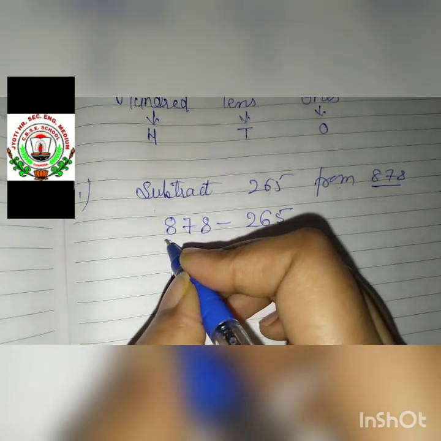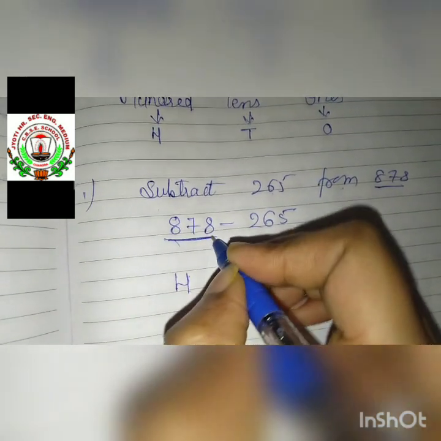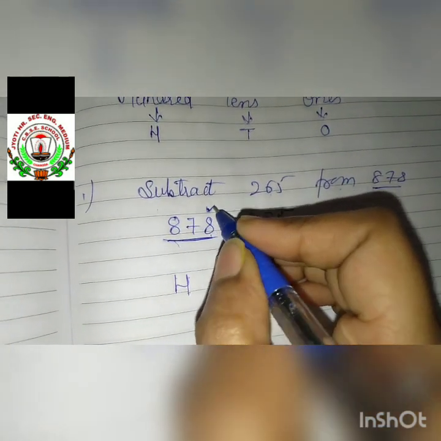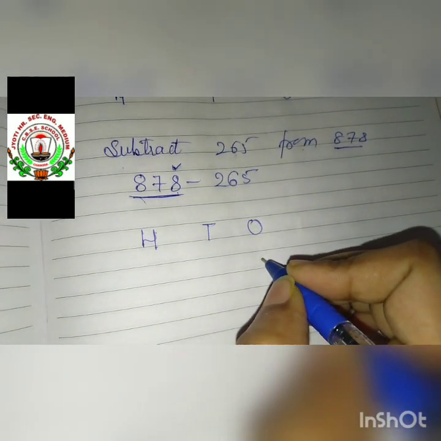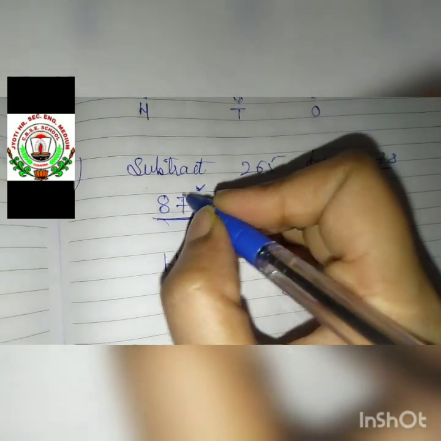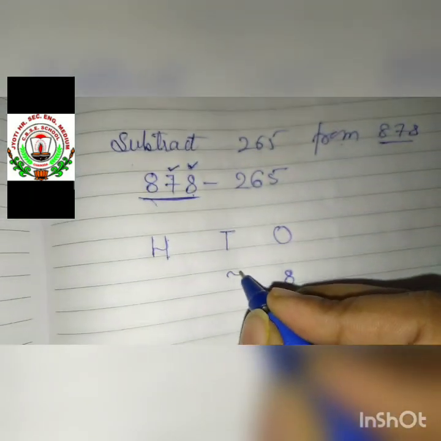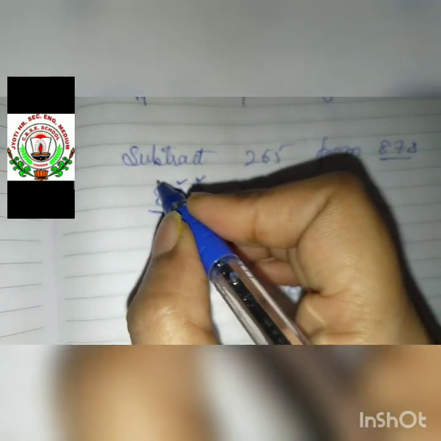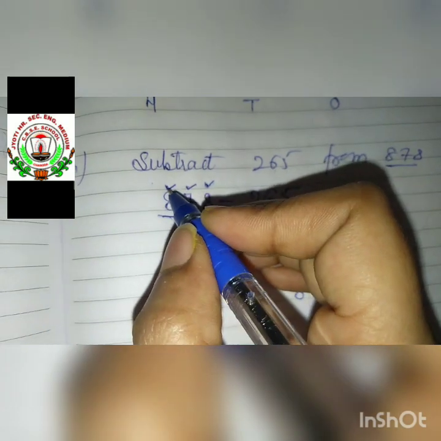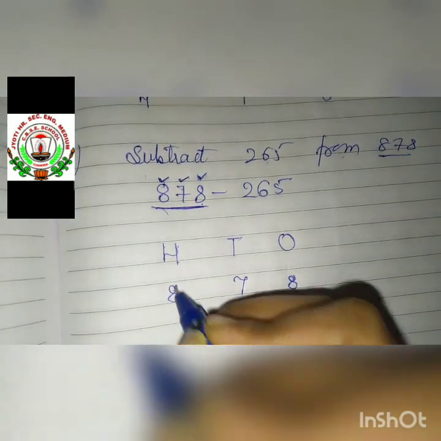So our first number is 878. In this 878, our first number is 8. This 8 we will write down under the ones column. Then our second number from the right side is 7. This 7 we will write down under the tens column. Then we have the next number 8. This 8 we will write down under the hundreds column like this.